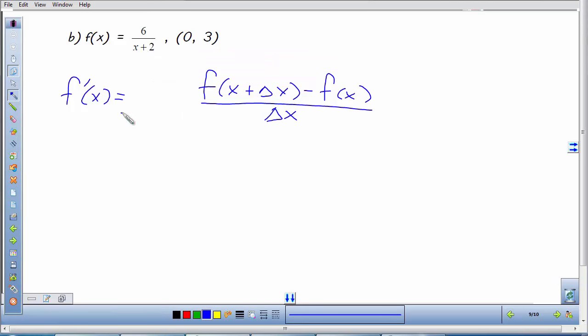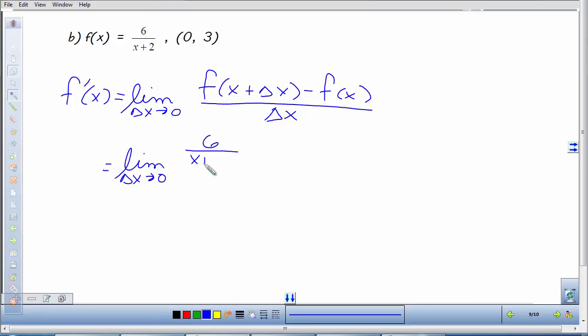It's the limit as delta x approaches 0. Okay, and so we're going to look at this. The limit as delta x approaches 0. I'm going to plug in x plus delta x where we have x here, so we get 6 over x plus delta x plus 2, minus 6 over x plus 2, all over delta x.